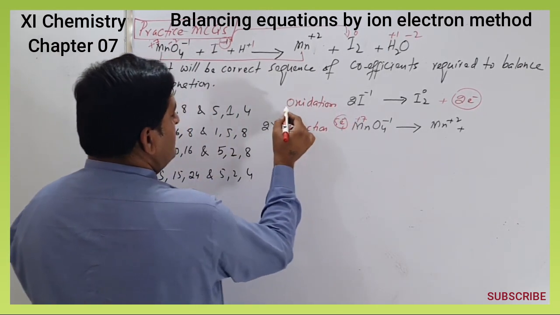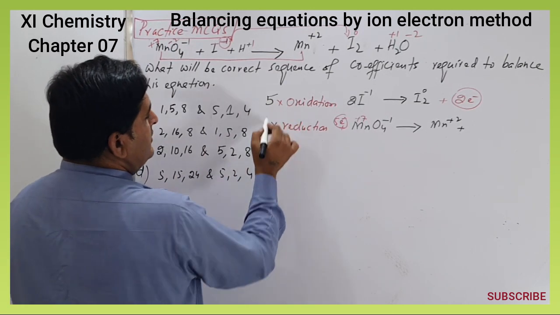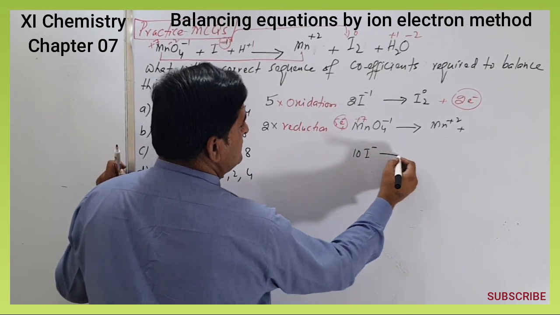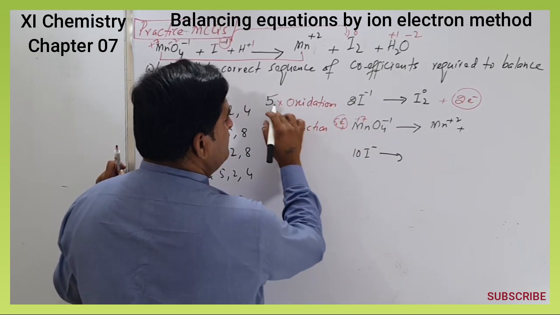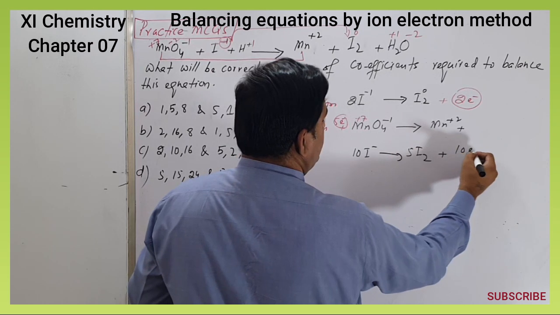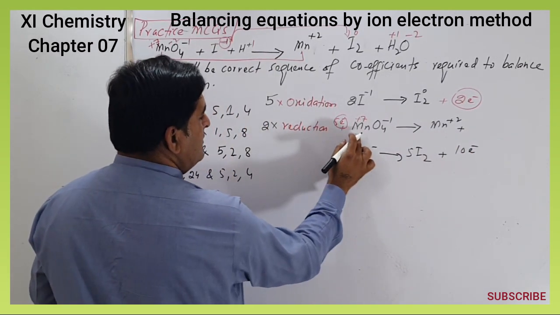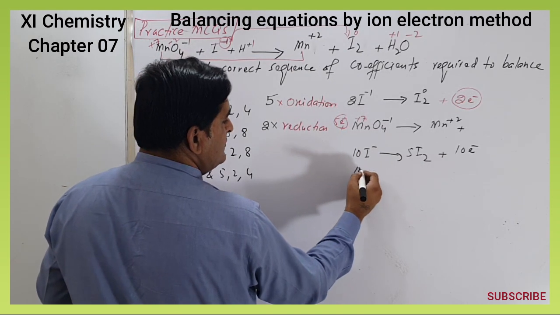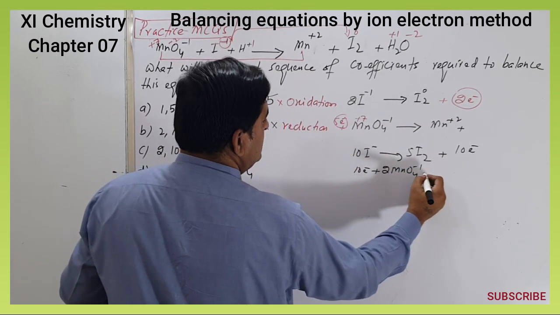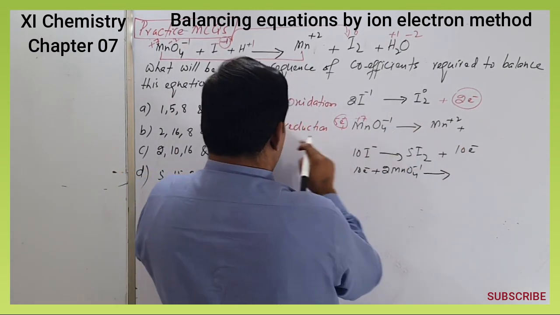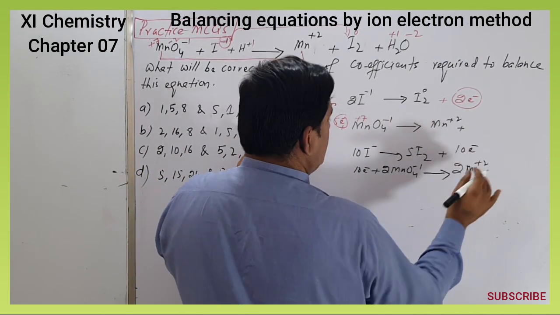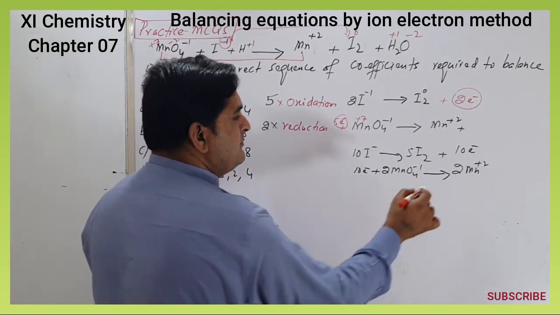5 electrons, we multiply the oxidation equation by 5. So what happens here? It becomes 10 iodide, 5 I2 plus 10 electrons. Now by multiplying 2 with 5, it becomes 10 electrons, plus 2 MnO4 minus 1. At the product side, we multiply with 2 Mn plus 2, and now the number of electrons has been equalized.